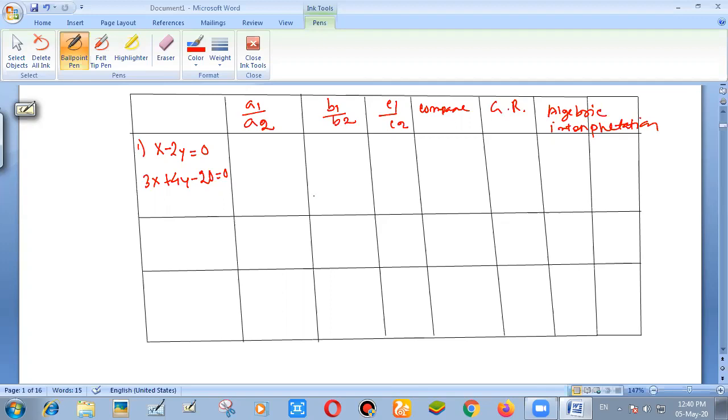Now see, all of you, have you made the table? Yes, sir. Okay, now see the first equation.